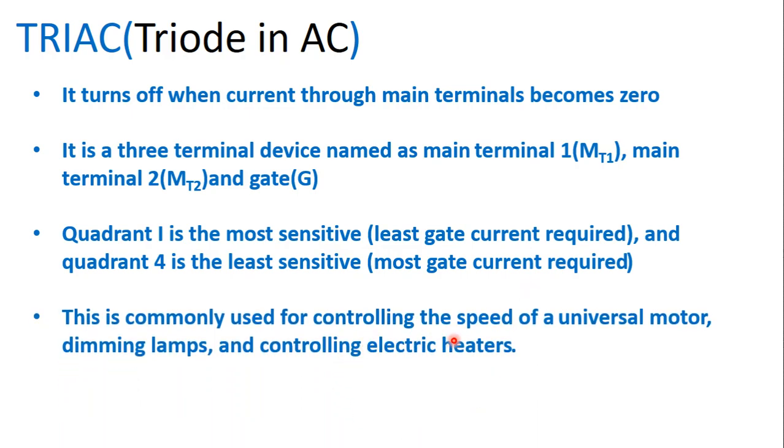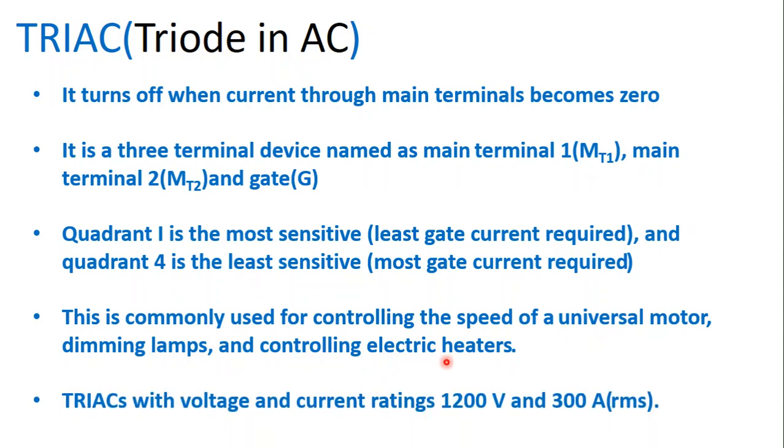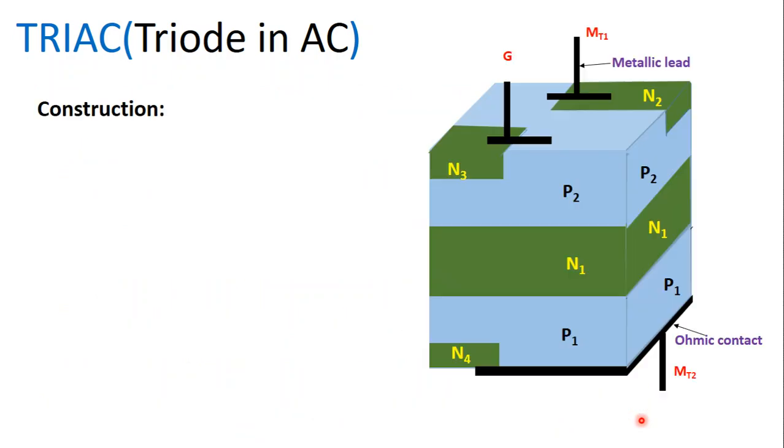Triac is commonly used for controlling the speed of universal motors, dimming lamps and controlling electric heaters. Triacs are available with voltage and current ratings of 1200 volt and 300 ampere RMS.